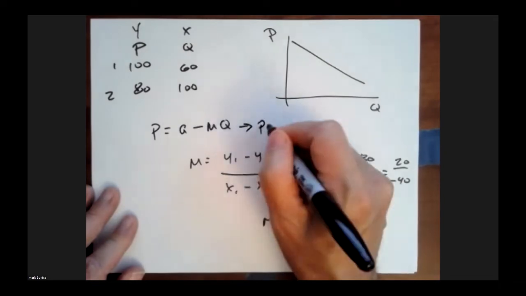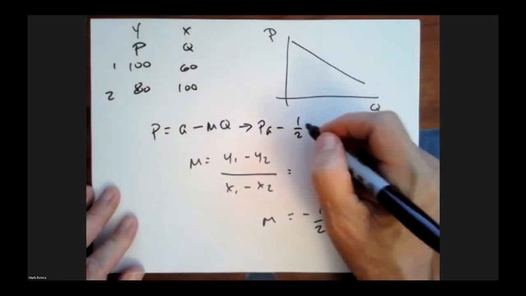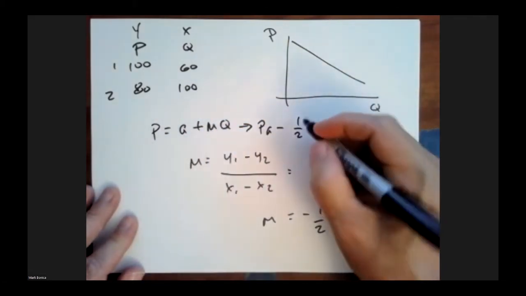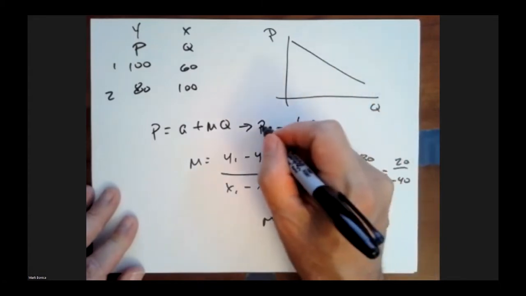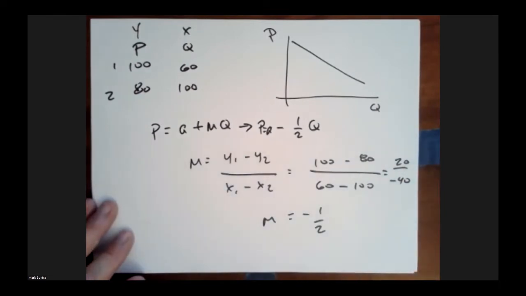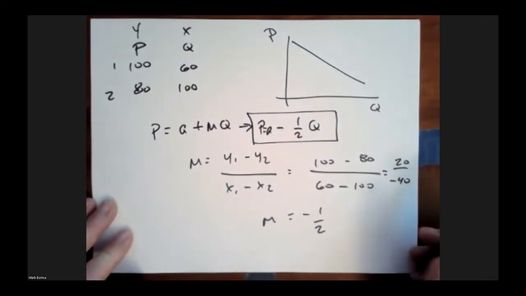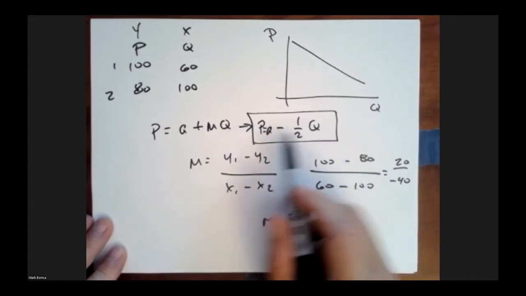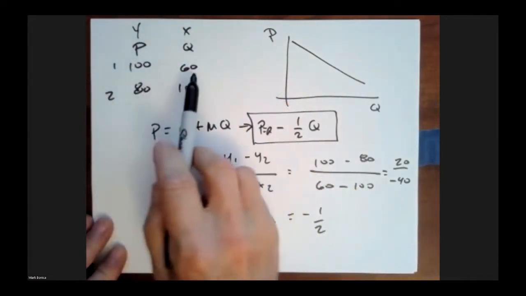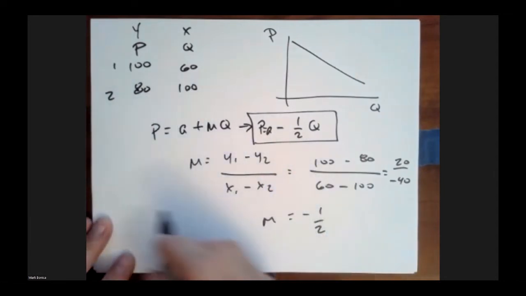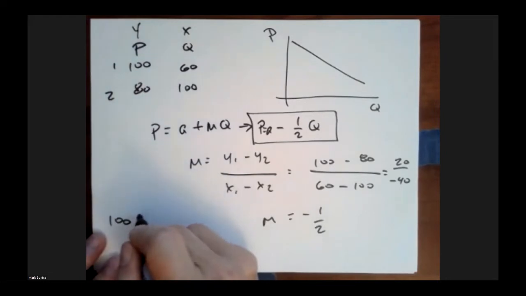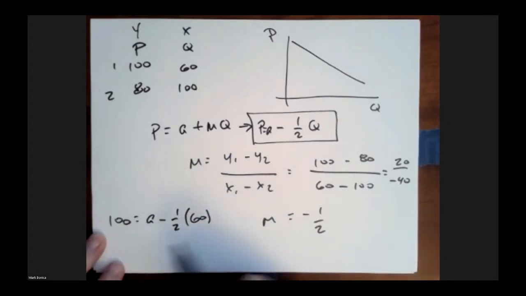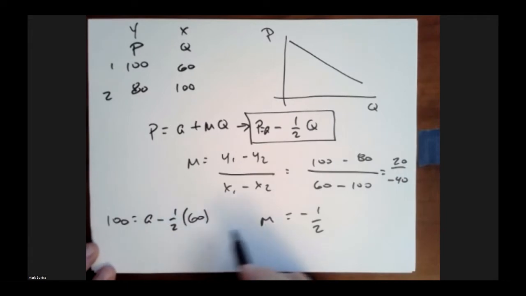So we now can say P equals A minus 1/2 Q. Well, in its formal form this would be plus, since we're substituting in minus 1/2 for m. So P equals A minus 1/2 Q. With that, we have three variables, P, A, and Q, but we know that we have two pairs of P's and Q's that go together. So we can just pick the first one. If P is equal to 100, then 100 equals A minus 1/2 times Q of 60, and we can now solve for A, which is pretty simple.